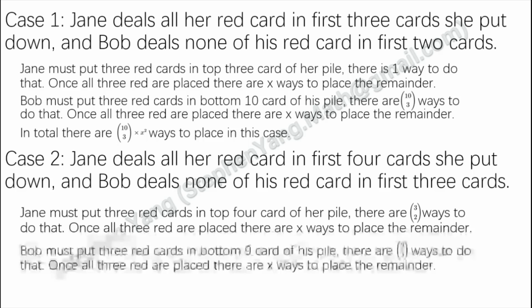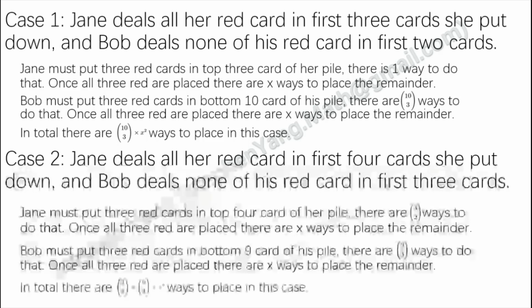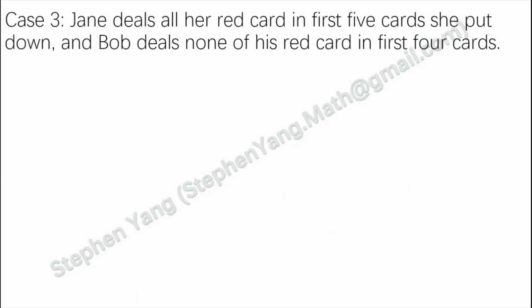And Bob must put 3 of his red cards in the bottom 9 of his pile. And there will be 9 choose 3 ways to do that. And once these 3 red cards are placed, there will be x ways to place the remainder. And so in total, there are 3 choose 2 times 9 choose 3 times x squared ways in this case. Now, let's get into case 3.